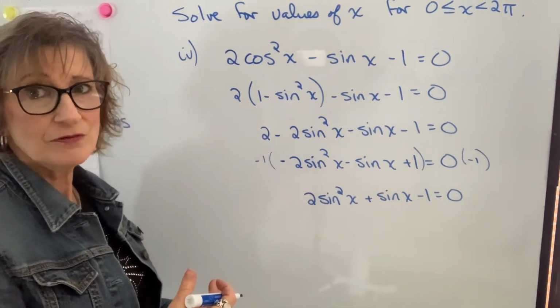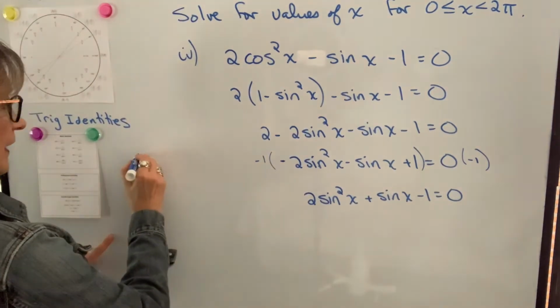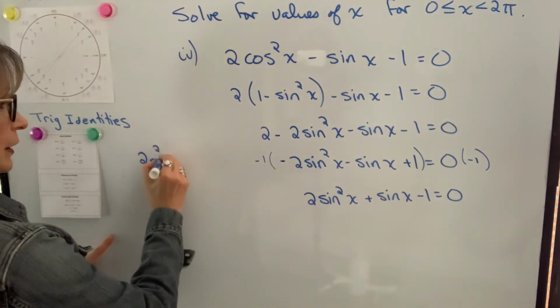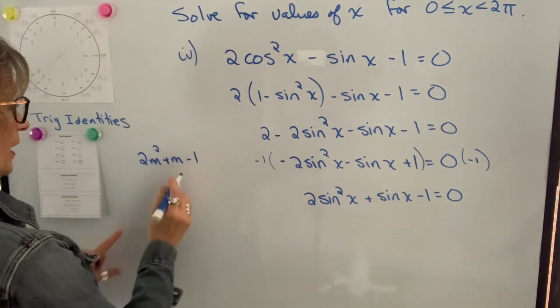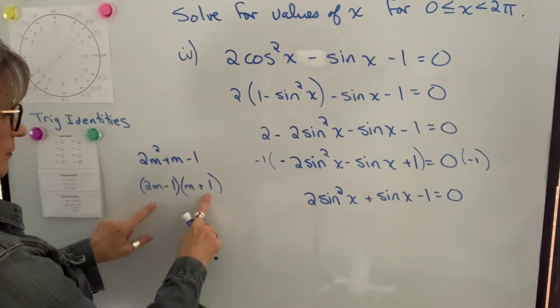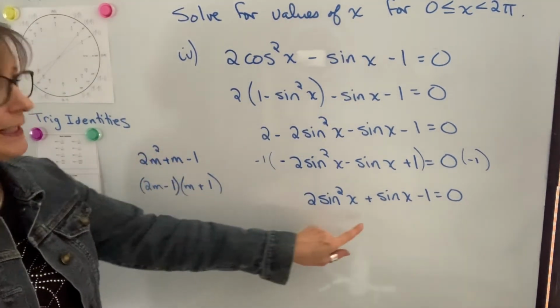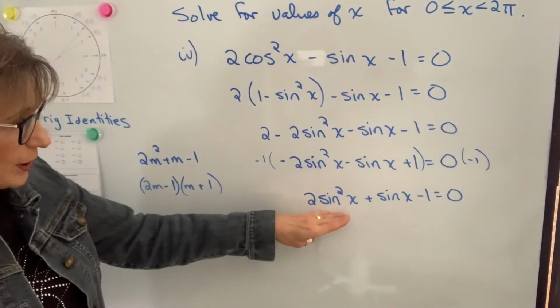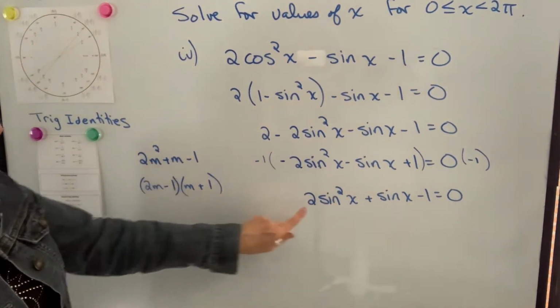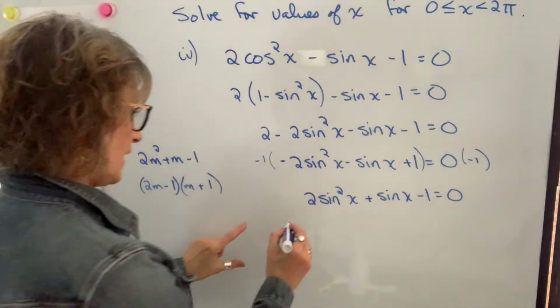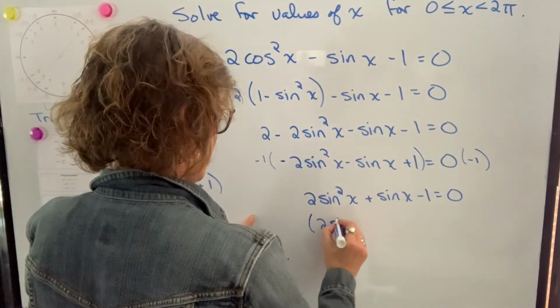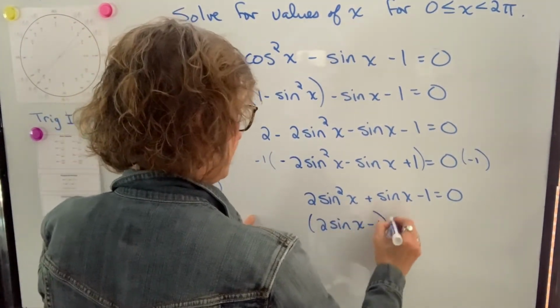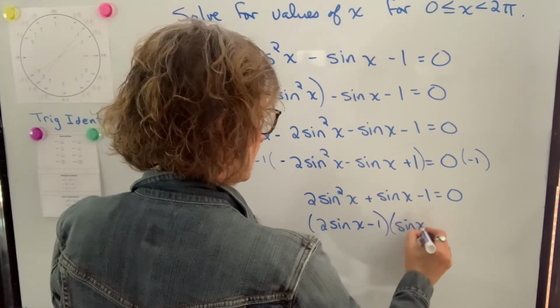Going back to a previous video on factoring, if I had 2m squared plus m minus 1, that's a trinomial. So that would be my factors in that expression. It's the exact same thing when I have this expression. It's just that instead of an m, it's sine of x. So my factors will be 2 sine of x minus 1 and sine of x plus 1.